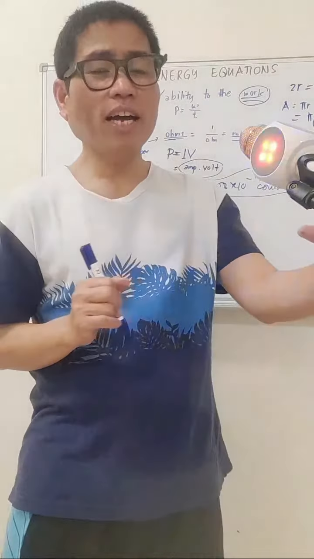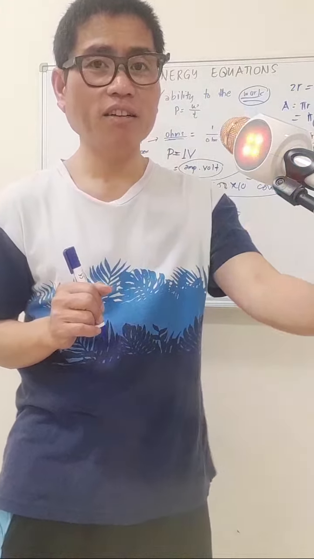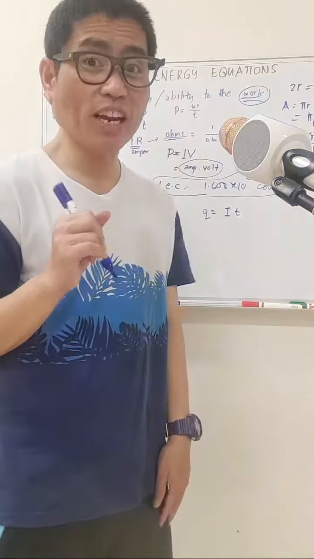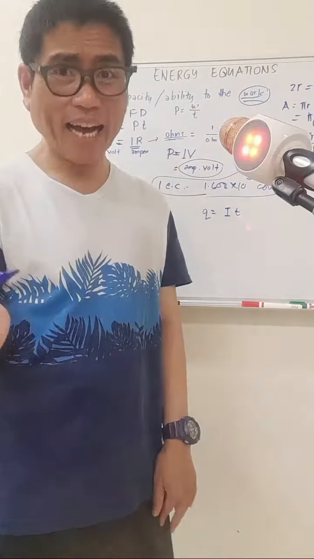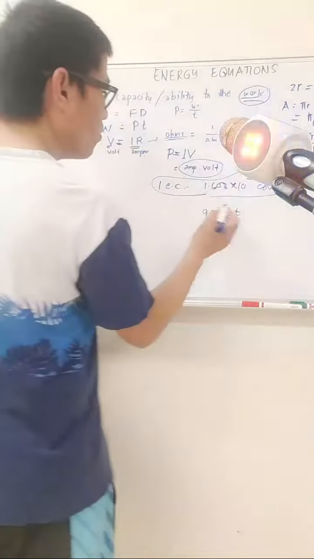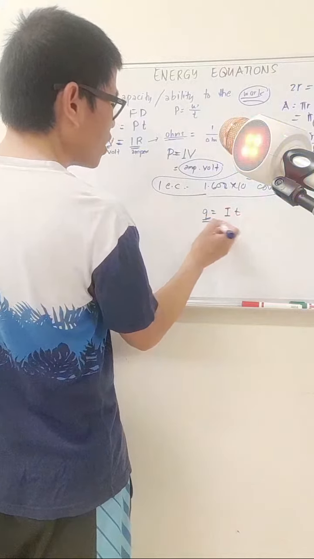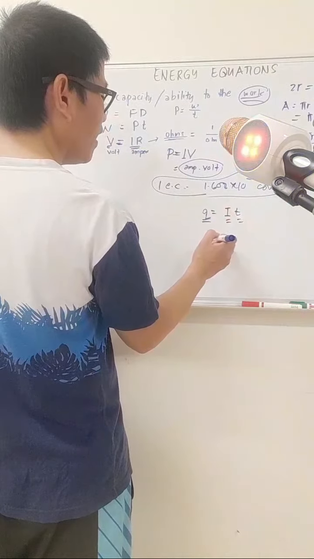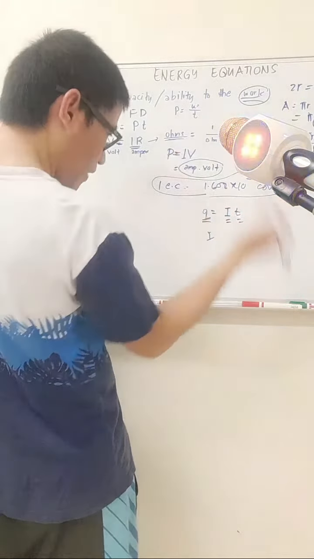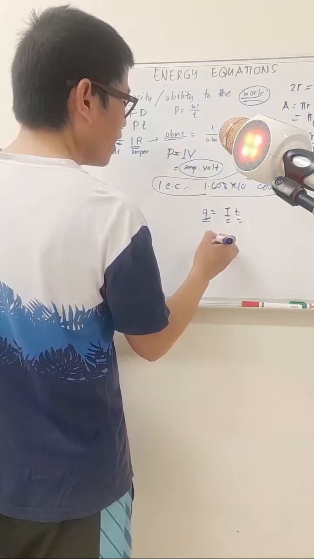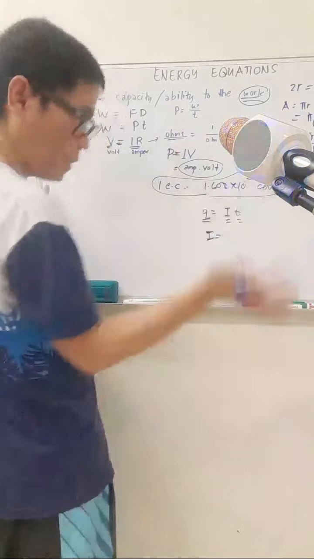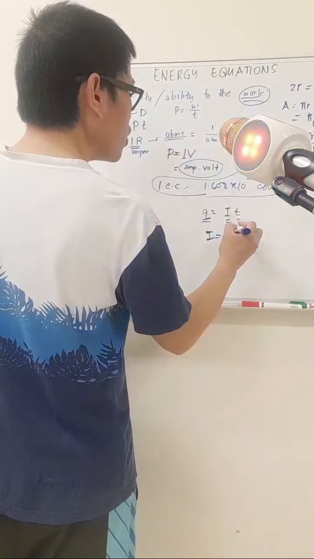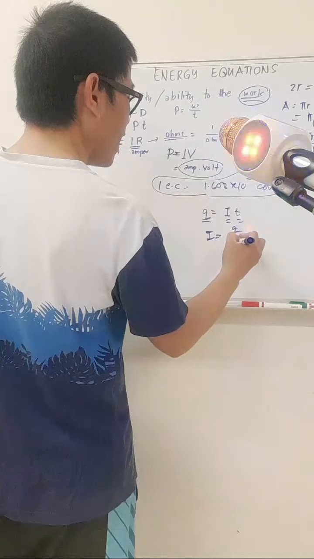Usually this relates to engineering, but you can still get it. So we have electric charge equals current times time. We can say that ampere, the current, is equal to the electric charge over the time.